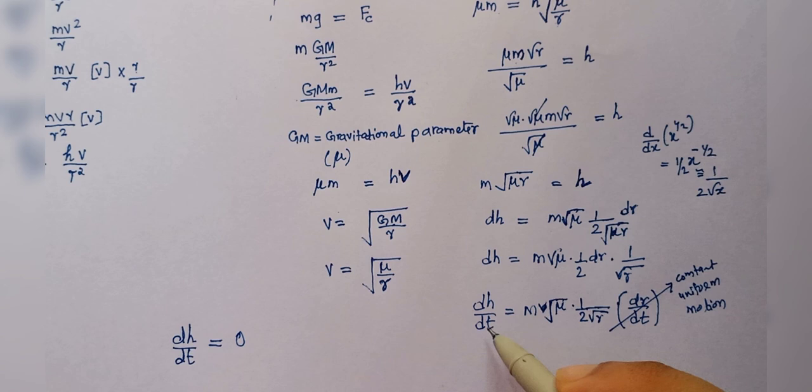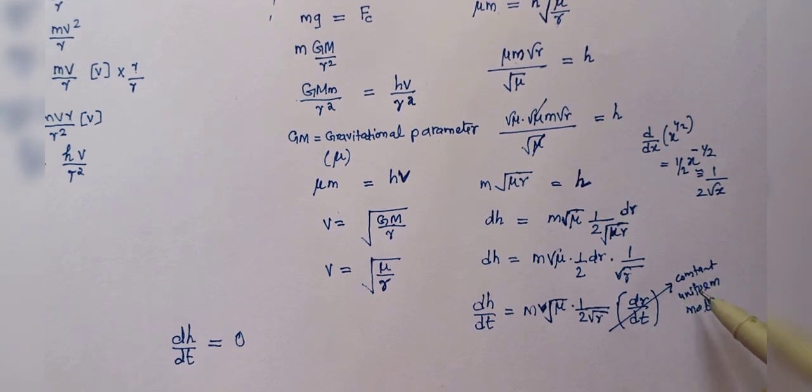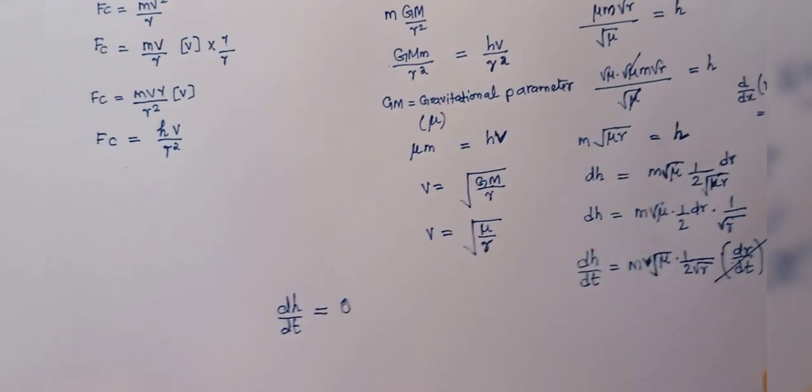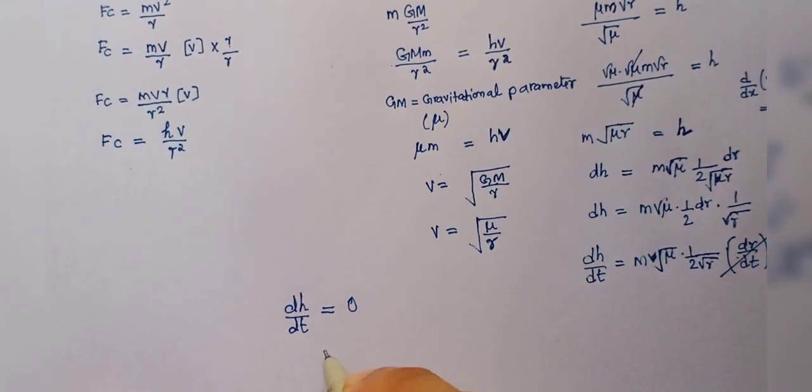Because ds by dt is equal to m into root of mu into 1 by 2 root of r into dr divided by dt. So dr by dt is 0 because we have a constant uniform motion which is coming into picture. So your velocity will be 0 here. Okay, so 0 times this entire term is going to yield me 0 again. So that means your d of h is equal to 0 again.